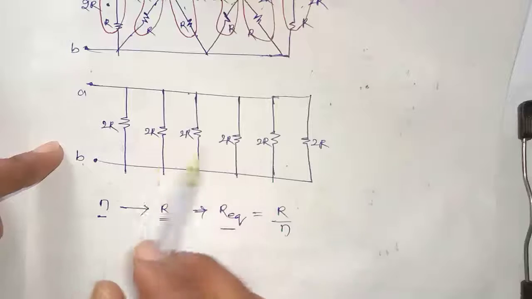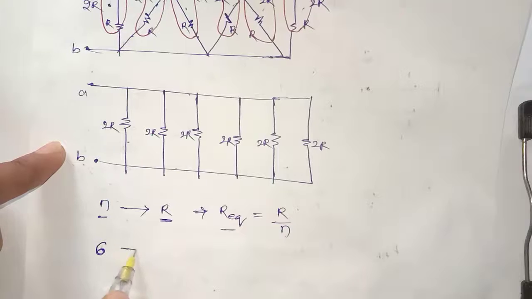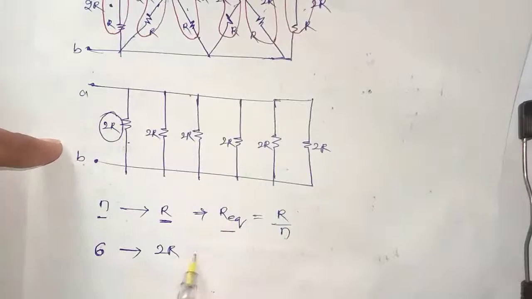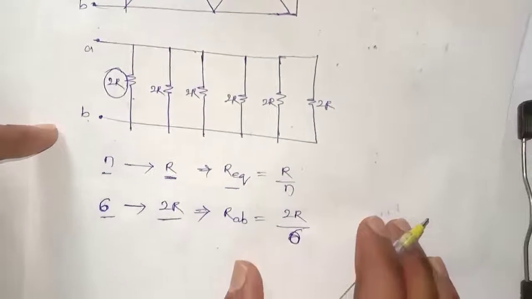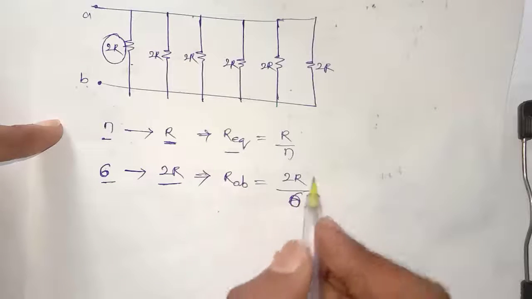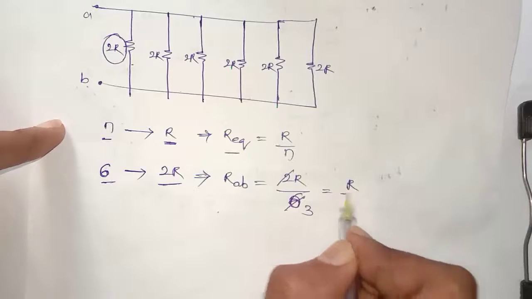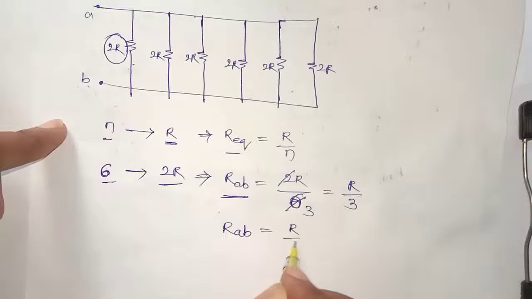So here we have 6 resistors, each having a resistance value of 2R. Then the equivalent resistance RAB will become 2R by N, where the N value is 6 here. By cancelling, 2 ones are 2, 2 threes are 6, we get R by 3 as our equivalent resistance. Our equivalent resistance RAB is equal to R by 3.